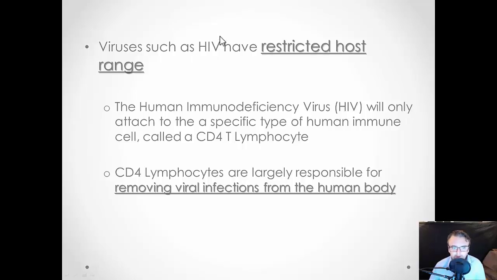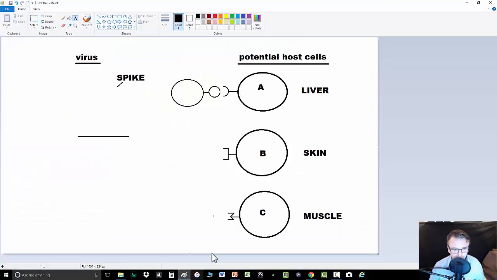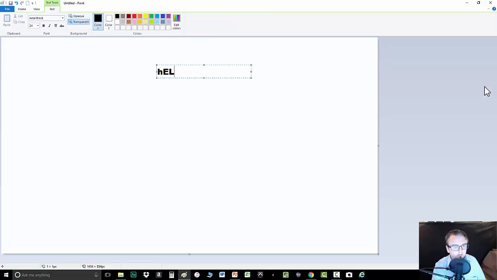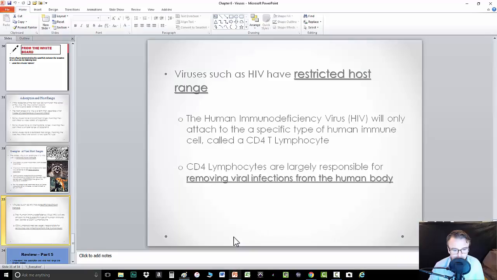But to be more specific, HIV actually only infects one cell type in the body, a cell type called a CD4 T lymphocyte, which is also known as a type of helper T cell. We'll talk about that later. You don't have to write that down. I'm just putting that there for you. The CD4 T lymphocyte, also known as a helper T cell.